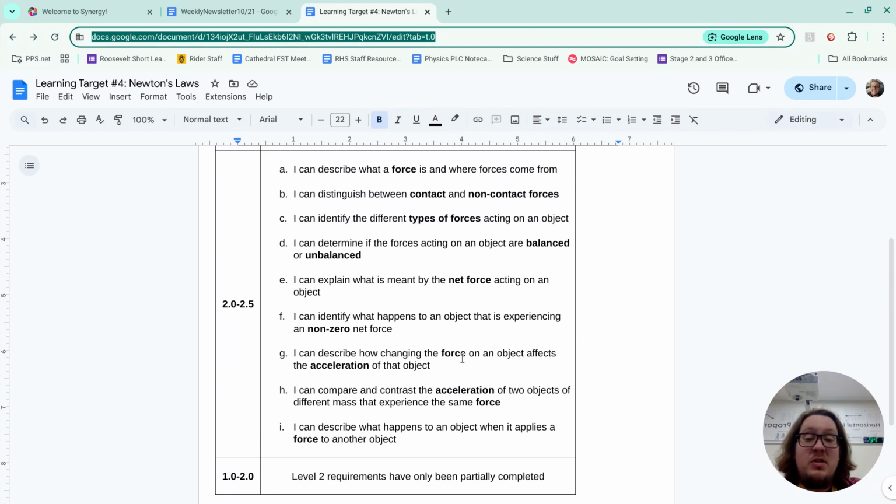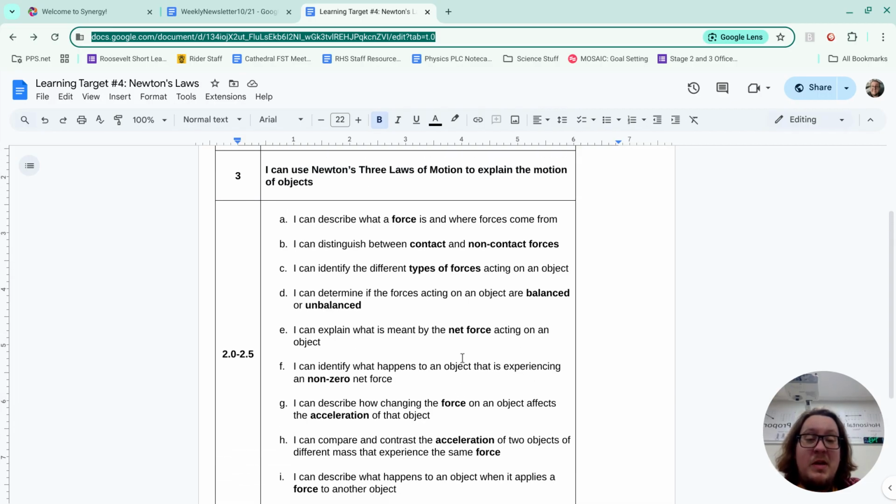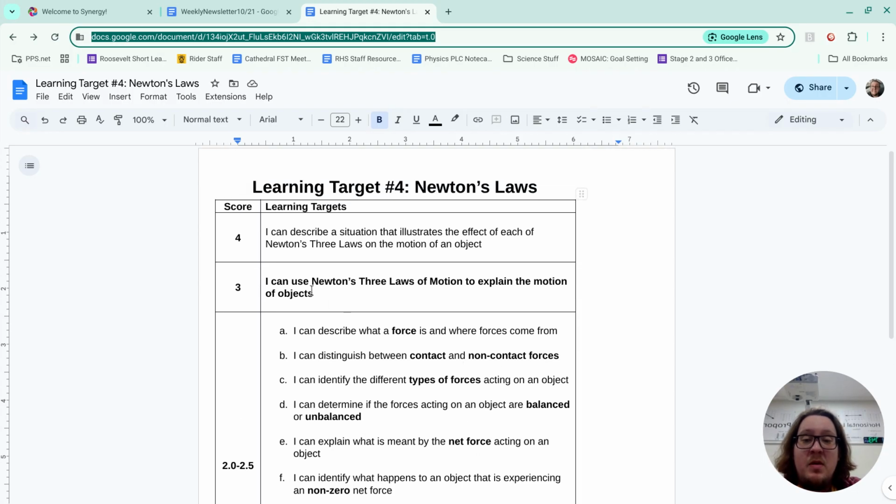We're going to do a lot of simulations. I'm planning a few different labs that I haven't done before for gravity, and I might do a paper plane contest. But the big goal is describing a situation that illustrates the effect of each of Newton's 3 laws. So that's something we're going to be assessed on eventually, and that's very much like writing, where I'm going to have your student, or you, write out what it means for Newton's first, second, and third law to all apply to the same situation, which it's physics. Newton's 3 laws are applying to everything all the time. They're a universal truth. So they're going on all the time.